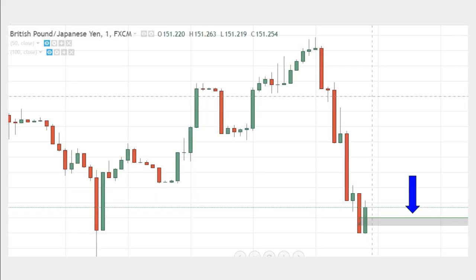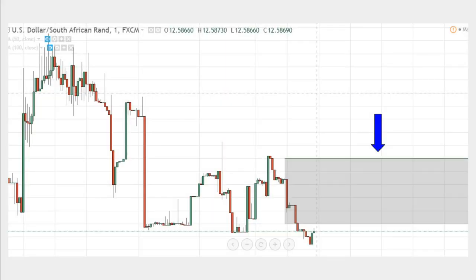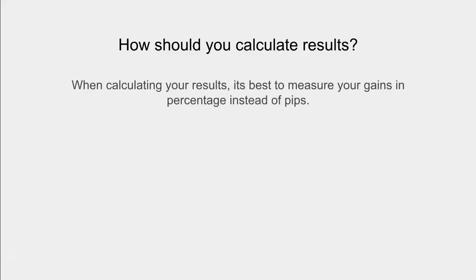This is the size of 1 pip on the Great British Pound Japanese Yen chart. As you can see, the size is smaller than that on the EUR/USD chart. This is the size of 1 pip on the US dollar South African Rand chart, much larger than the 2 previous charts. When calculating your results, it's best to measure your gains in percentage instead of pips.